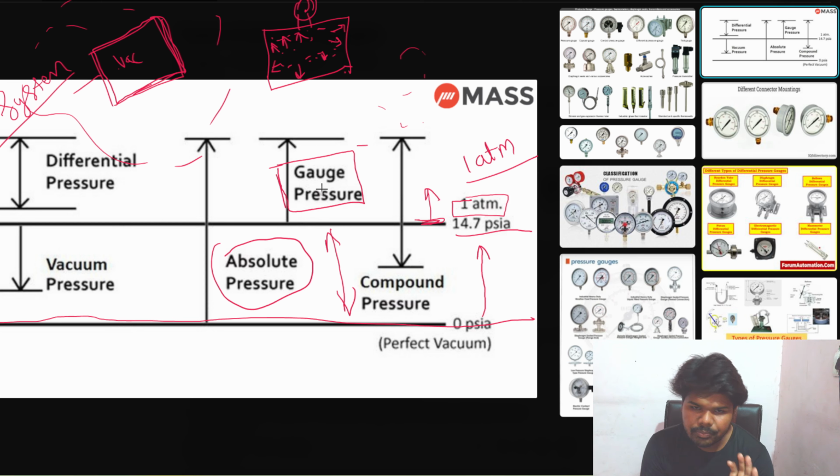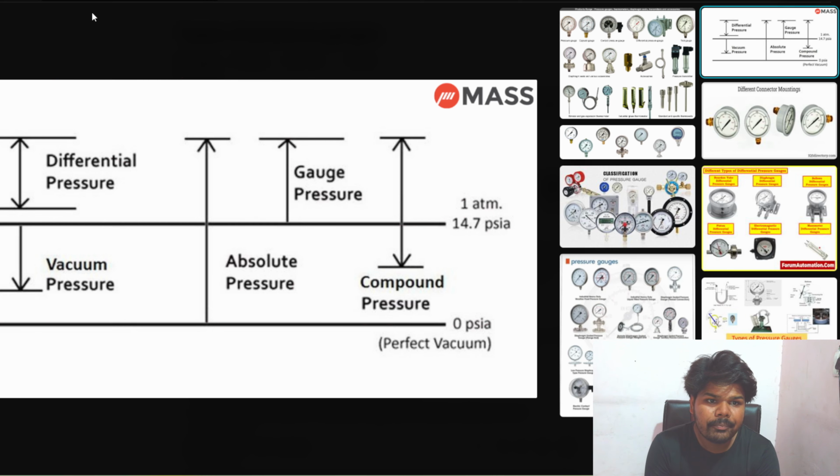I hope I am trying my best to help you understand. So absolute pressure, understood? Absolute pressure is atmospheric pressure plus gauge pressure. Okay. And the second one, one more very important thing to understand. So this is a borderline.